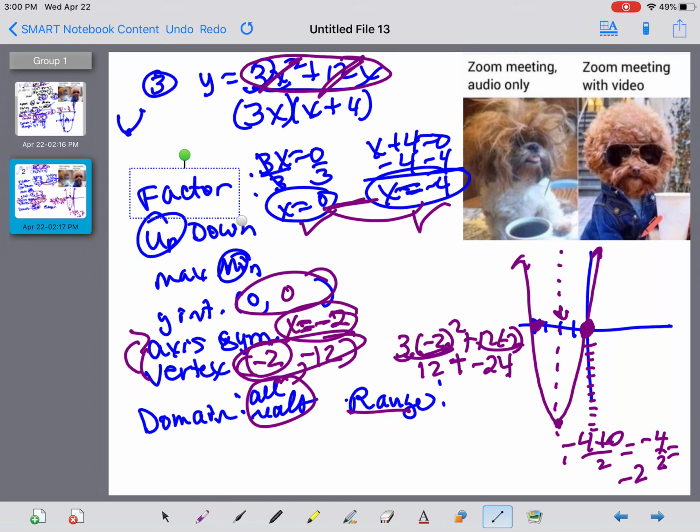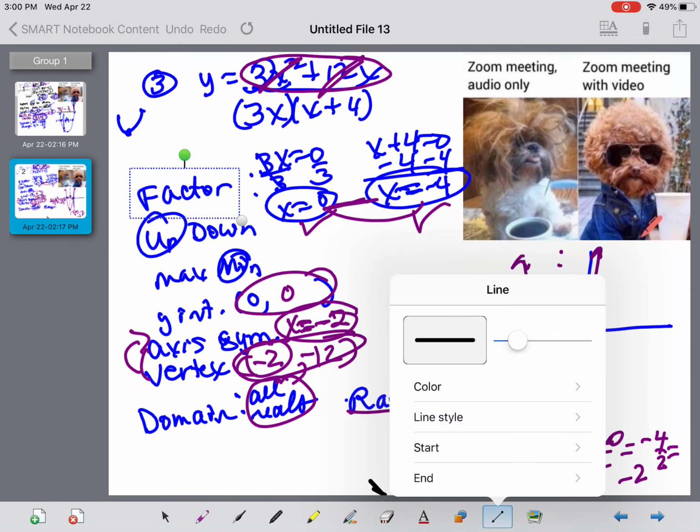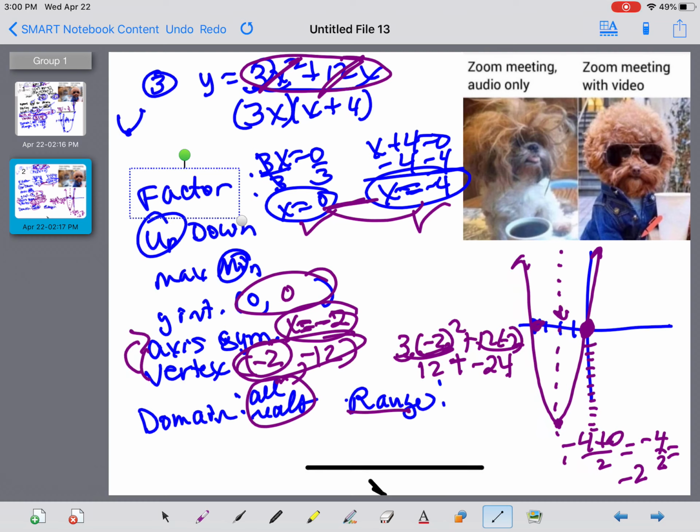Now let's find our range. Okay, so let's take something and start going up to get our range. Our y's exist from -12 to infinity. So our range is y is greater than or equal to -12. And so that's number 3 filled in.